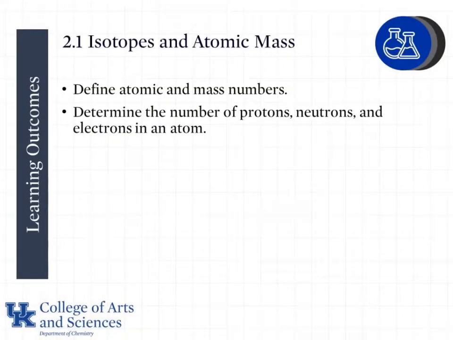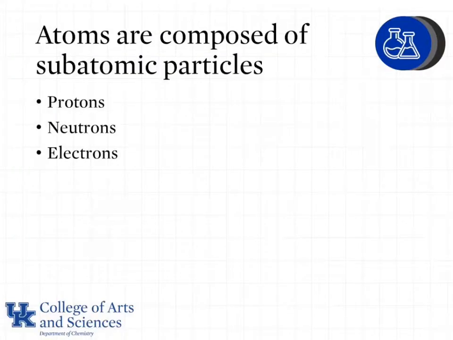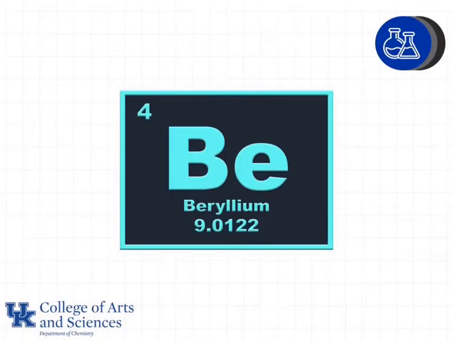In this lesson, we are going to define atomic and mass numbers, as well as determine the number of protons, neutrons, and electrons in an atom. Atoms are composed of three types of subatomic particles: protons, neutrons, and electrons. Let's look at an example for the element beryllium.